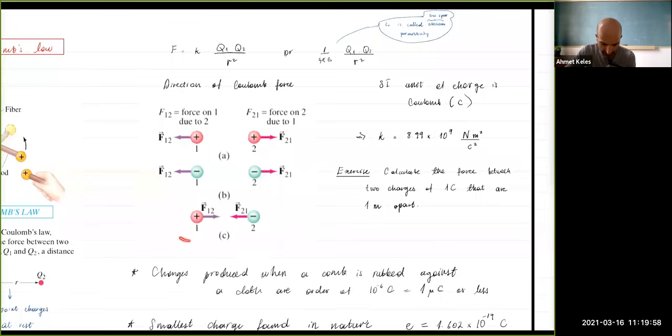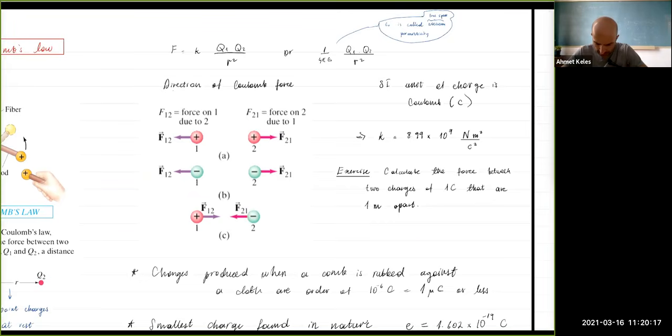And the difference comes when you have a positive and a negative charge like this. So in this case, they are attractive. So the force on 1 by 2 is in this direction, so it's trying to come close to the other particle, and this one is in this direction. Okay.